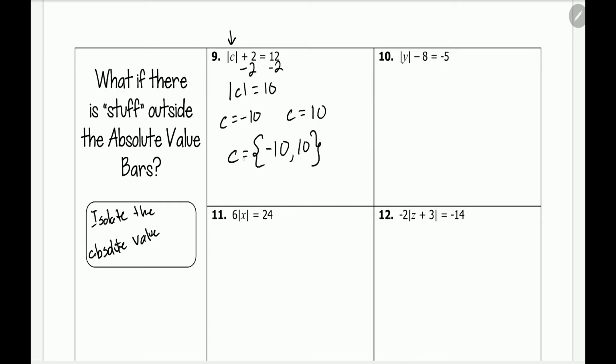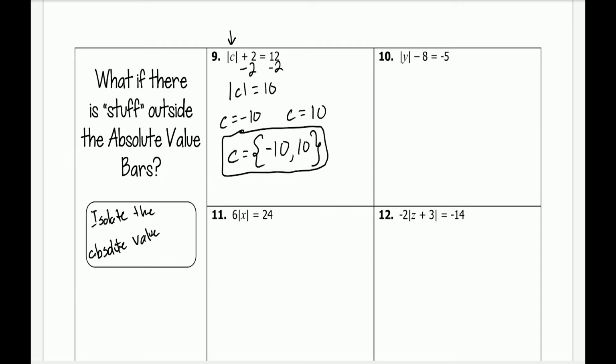And that's our final answer. Alright? Doesn't get that hard. That's about it. Okay? So, let's move on to number 10. We have the absolute value of y minus 8 is equal to negative 5.